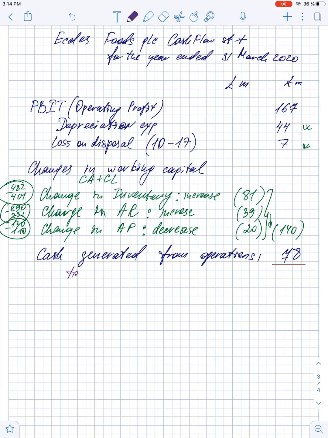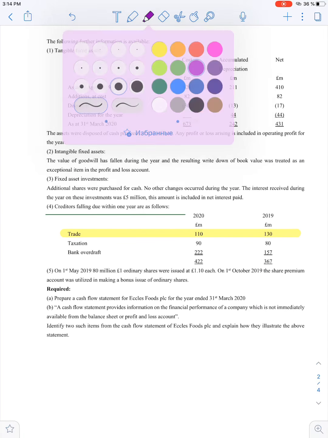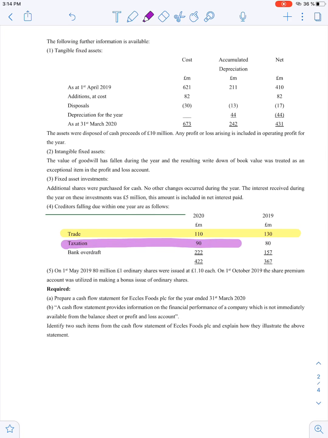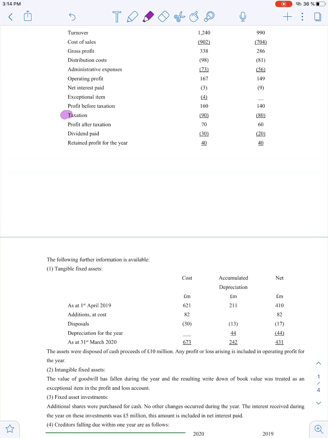So we have to state here tax paid and interest paid, actually paid, not the expense. As for tax paid, we have to consider three amounts. In order to calculate the total amount of taxation paid, we have to refer to note 4, because here in note 4 we have information about taxation liability, tax payable at the beginning of the year and the end of the year, and we have to refer to the income statement also. We have information about taxation here also.